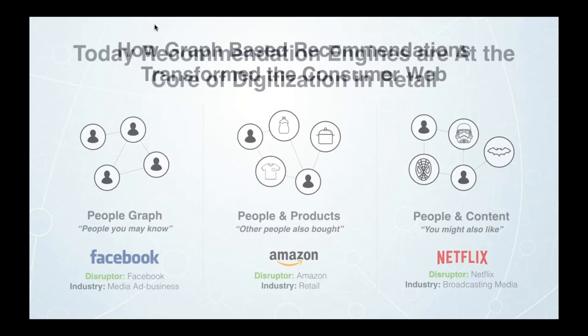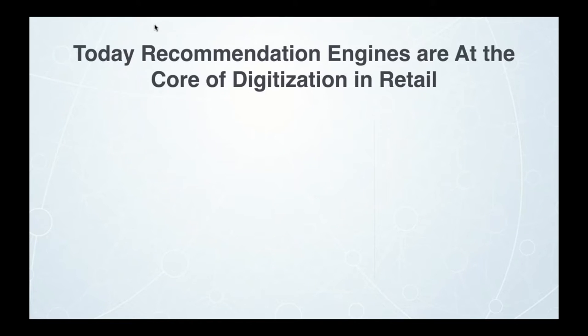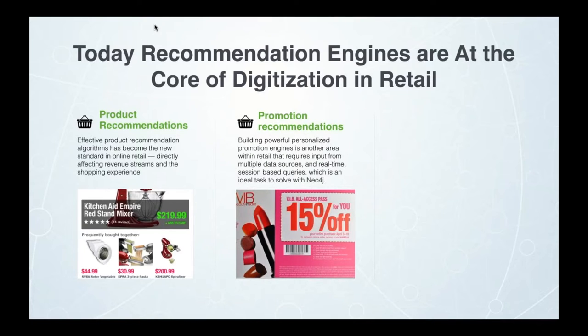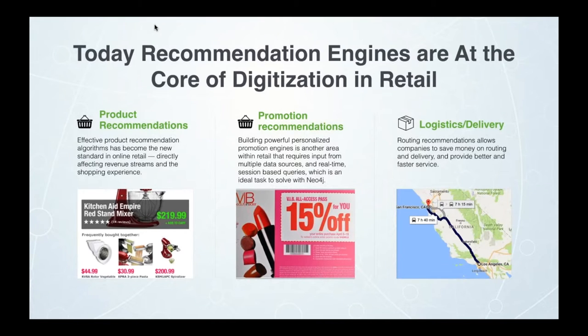And today we also see that recommendations are becoming the core of digitization in retail. For example, effective product recommendation algorithms have become the new standard in online retail, directly affecting revenue streams and shopping experience. Building powerful personalized promotion engines is another area within retail that requires input from multiple data sources and real-time session-based queries, which is an ideal task to solve with Neo4j. And routing recommendations allow companies to save money on routing delivery, providing better and faster service.